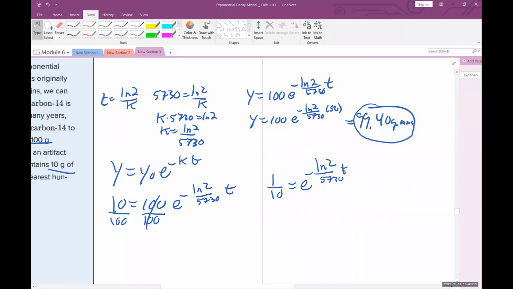So how do we bring that down? Natural log of 1/10 equals the negative natural log of 2 over 5,730 t. Gosh, I knew I was going to do that. I wrote 5,270 instead of 5,730.